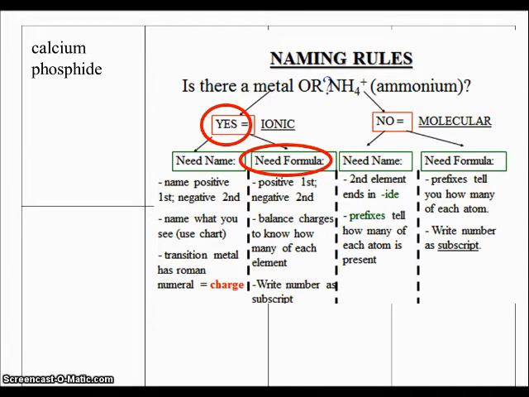Calcium has a 2+ charge. Phosphide has a 3 negative charge. To balance, you need 6 positives and 6 negatives. This will take 3 calciums and 2 phosphides, making the formula Ca3P2.